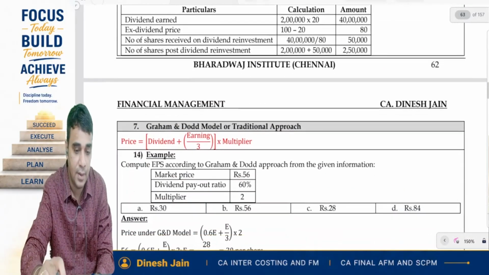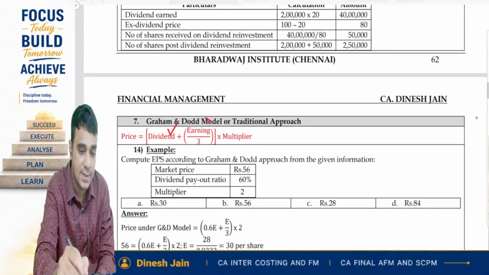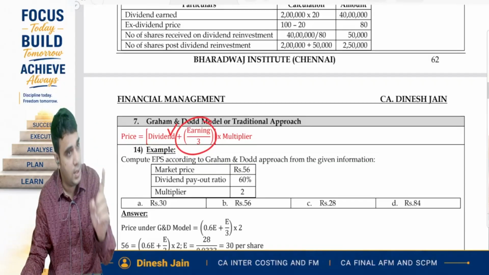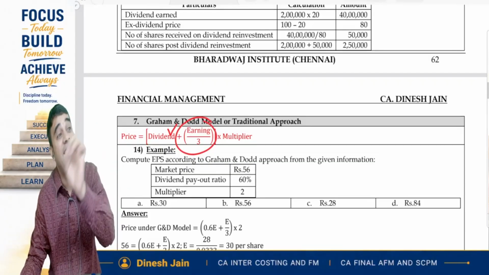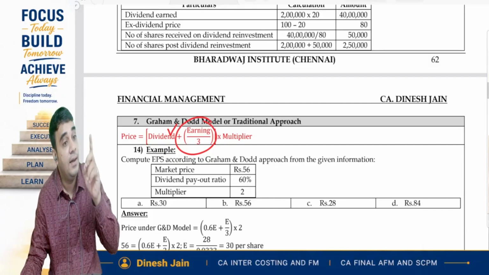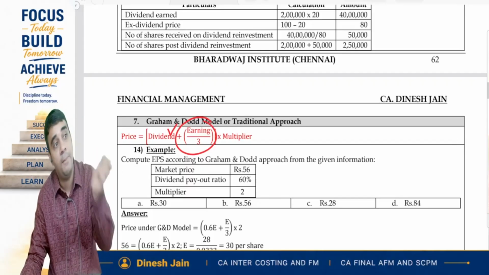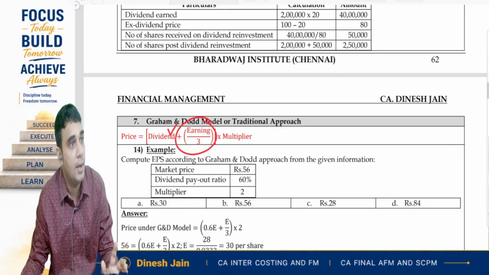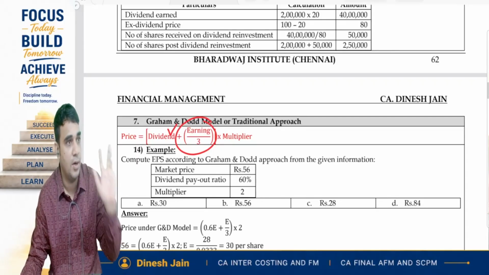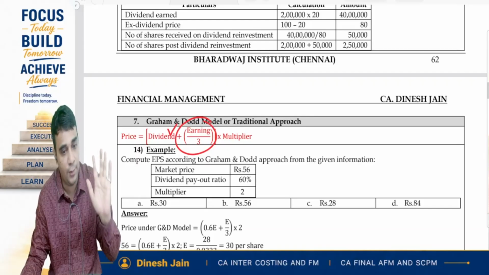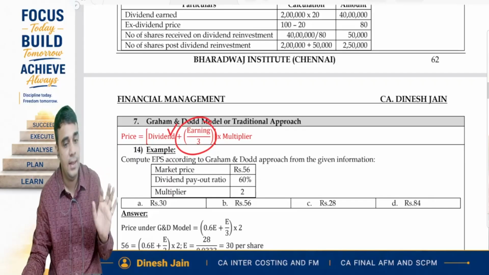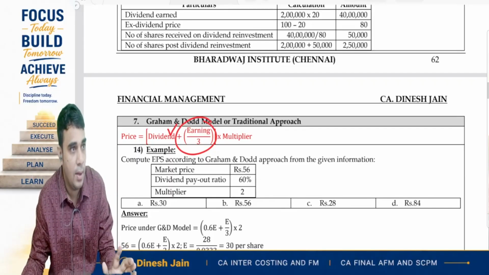He said dividend plus earning by 3. The important part is that when we did Walter's model, it was dividend plus retained earnings: dividend by cost of equity, retained earnings by cost of equity. Here, dividend is counted fully and double counted in earnings also. That's the model he gave us. Why logic and all? Let us not get into it. His model is very clear. He said dividend plus earning by 3, into a multiplier.